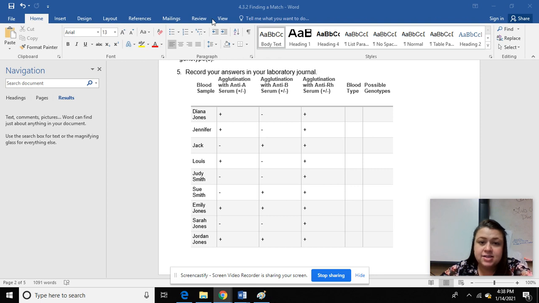Hi all, I'm looking at assignment 432, finding a match, and specifically the table underneath step number 5, where you're trying to figure out the blood type of these individuals. First we're going to look at Diana Jones. They put her blood into 3 separate wells and add anti-A antibody into the first well, anti-B antibody into the second well, and anti-Rh antibody into the third well, which determines if you have positive blood or negative blood.